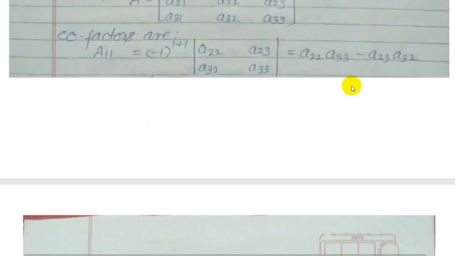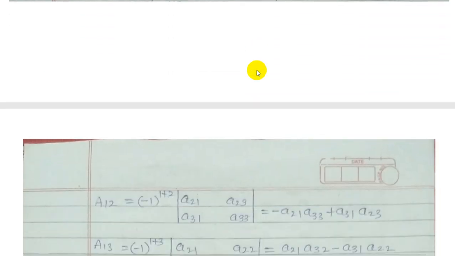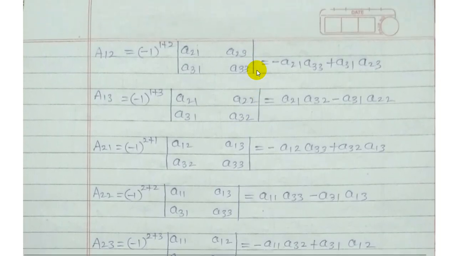Dear students, attention here: you need only A21, A22, A23 and A11, A12, A13. So we have to find only 6 cofactors, not all, because we need only 6 cofactors. So we write here only 6 cofactors. No need to find all cofactors, meaning 9 cofactors. Instead of 9, we should find only 6 cofactors.